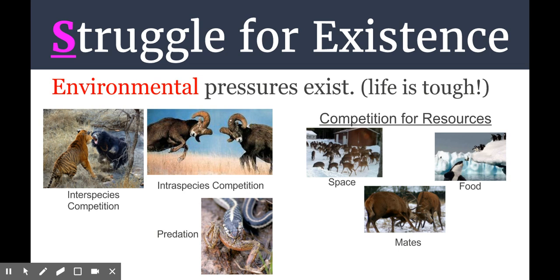So the example here is with our bugs. If our insects have a trait that makes them resistant to insecticides, that is a huge advantage, provided there are insecticides. If you never introduce insecticides into that population, then those bugs that have that trait that makes them resistant, they never have that advantage. So you need that environmental pressure. You need something from the environment that's going to drive preference for that trait.